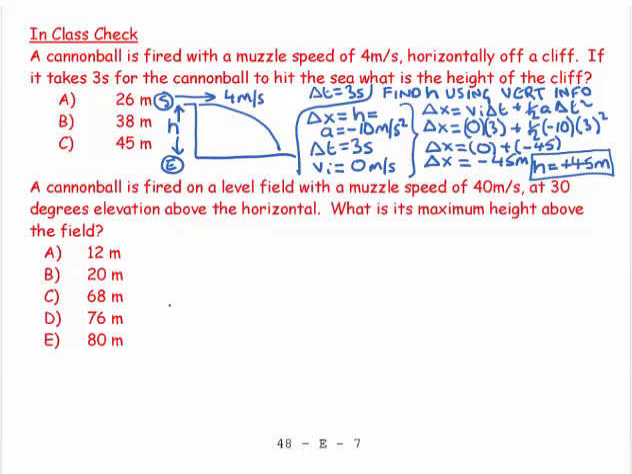Let's try the next problem. A cannonball is fired from a level field with a muzzle speed of 40 meters per second at 30 degrees elevation above the horizontal. There's that language again.